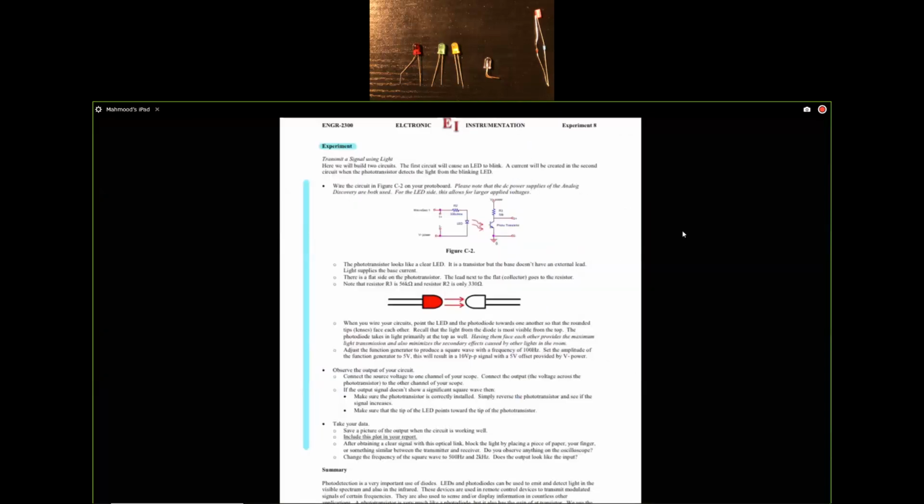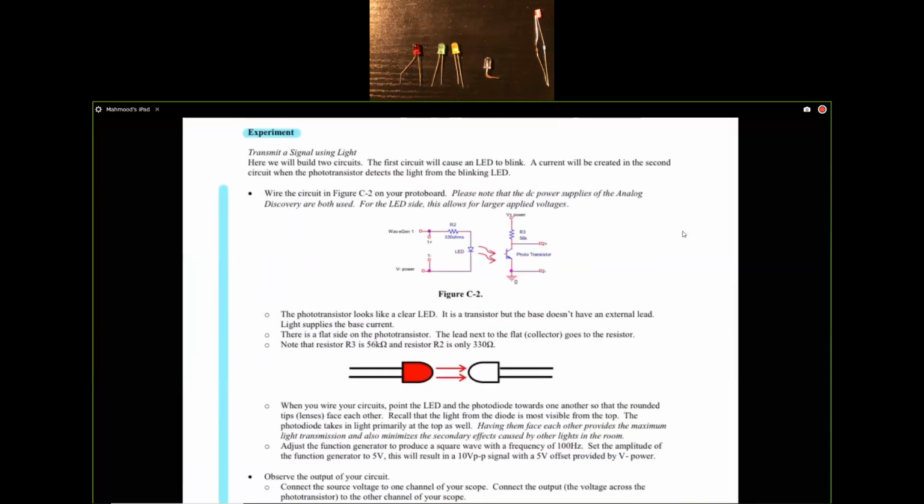And the experiment that I'm talking about is written up right here. So we are going to use this LED, and we can choose any LED. We will take the red one. So we are going to place this LED right here. Let me zoom in.